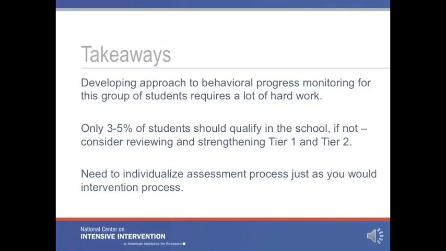Second, it is important to remember that because this is hard, it is only to be done for 3 to 5% of students. If there are more, then it is time to take a look at the Tier 1 and Tier 2 supports available in the environment. The third and final takeaway is that it is critical to individualize the assessment process for the student, just as it is important to develop an individualized intervention. This requires carefully considering the behaviors to target and developing specific, unique definitions for each student.